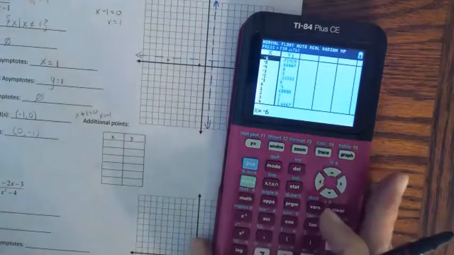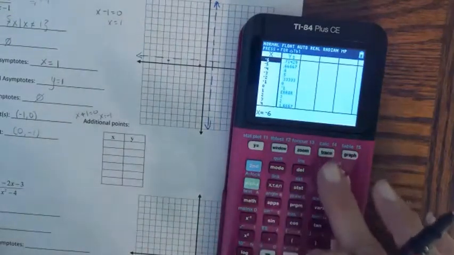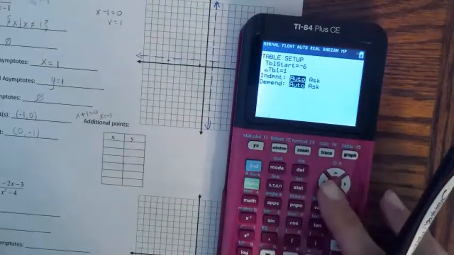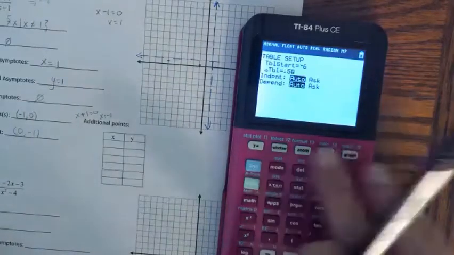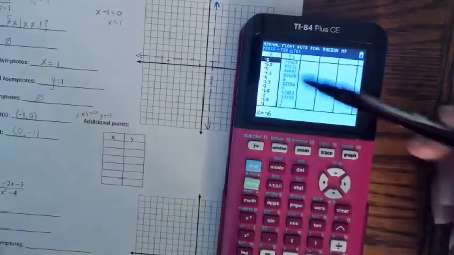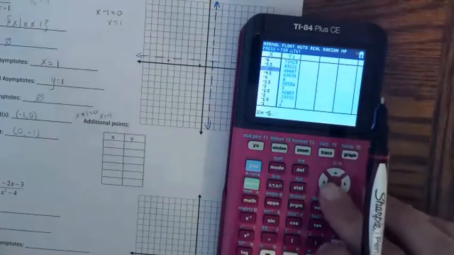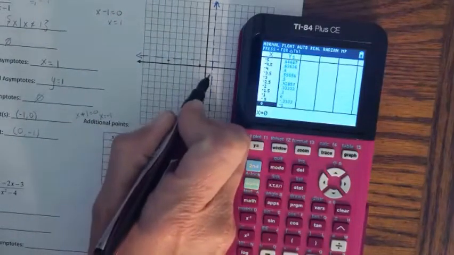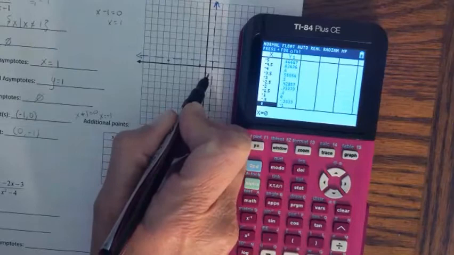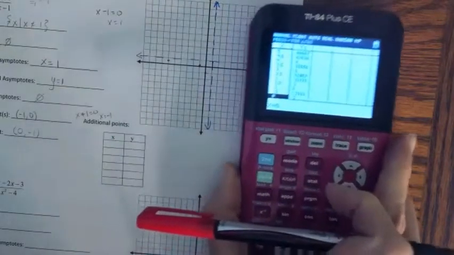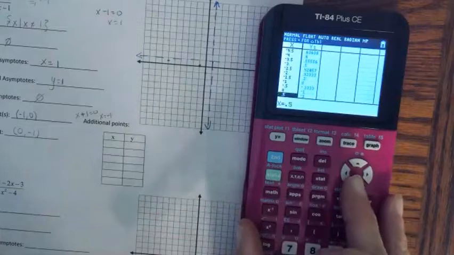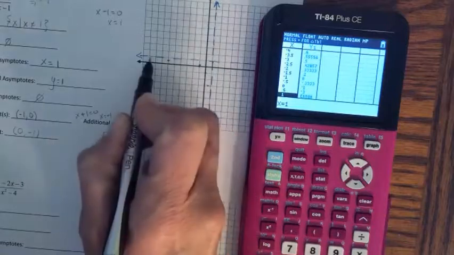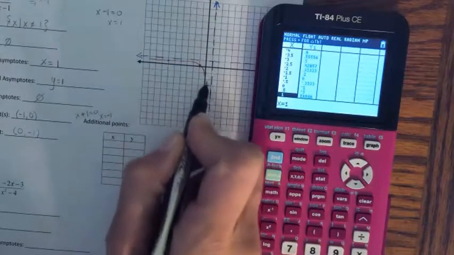And then I might change my table set, so I'm going to go by 0.5 and then go back to my table. I want to see what's happening at 1/2. Positive 1/2. So it's at -0.33. I'm sorry, 0.5 is -3. So right here. So I've got this part of my graph.